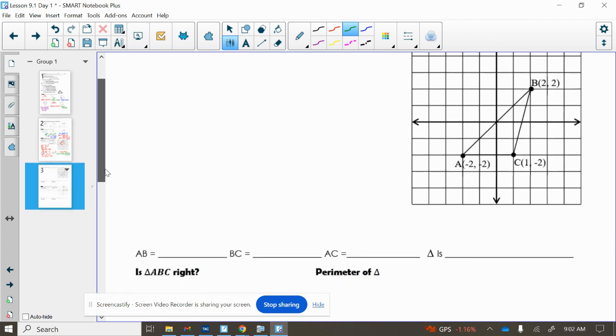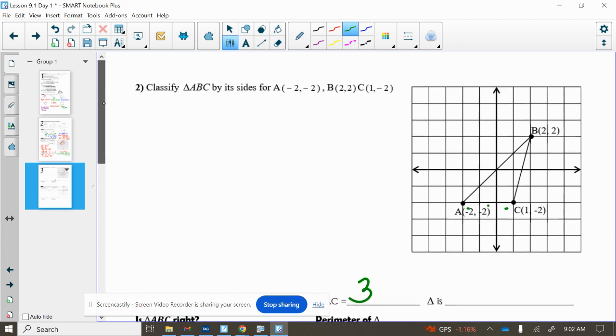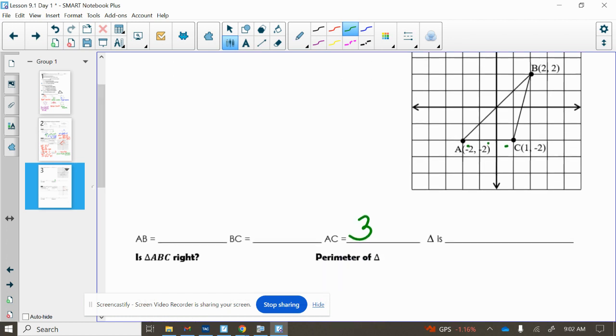Okay, on this one, we only have one side that's easy to count, right? 1, 2, 3. The distance from A to C is 3. So we need to make a decision for these. You can either use the distance formula from the last page or, again, Pythagorean theorem. So I think for B to C, I'm going to use Pythagorean theorem. So I'm going to draw in a right triangle.